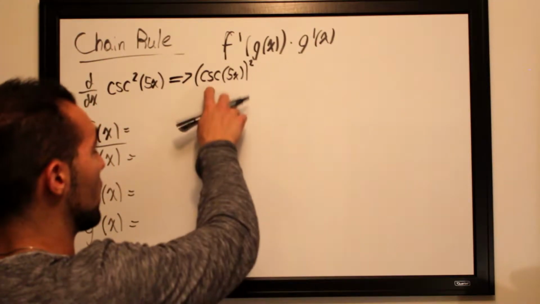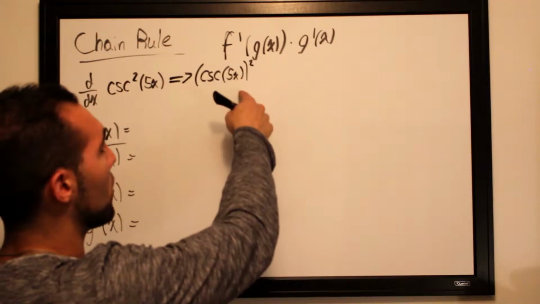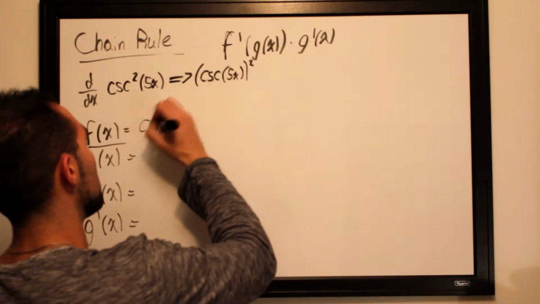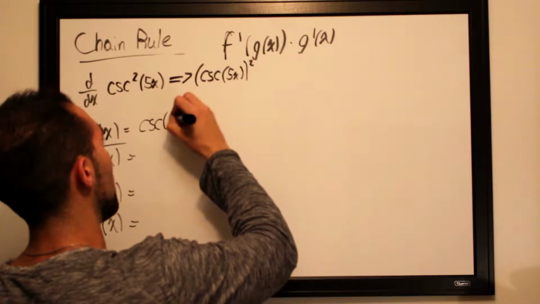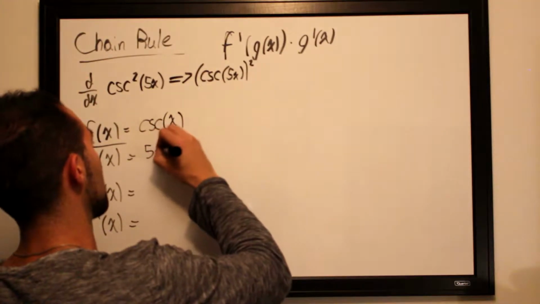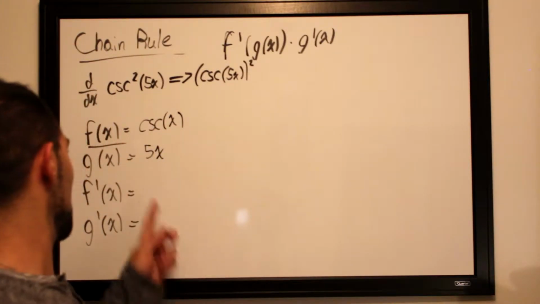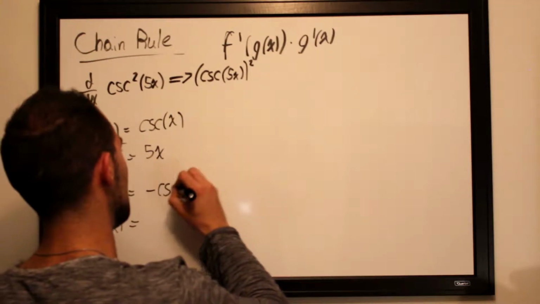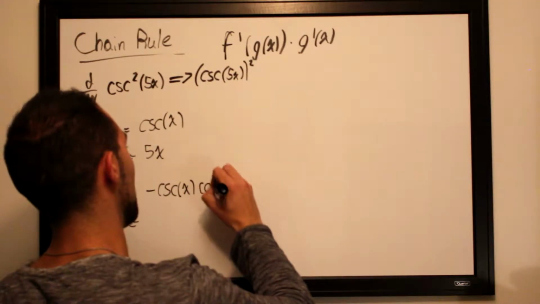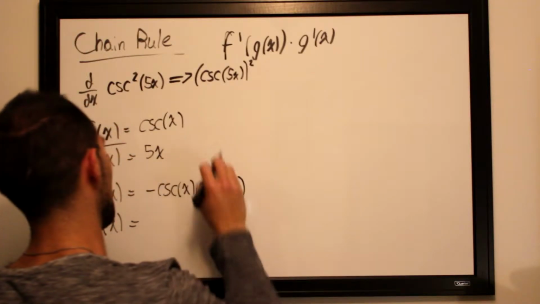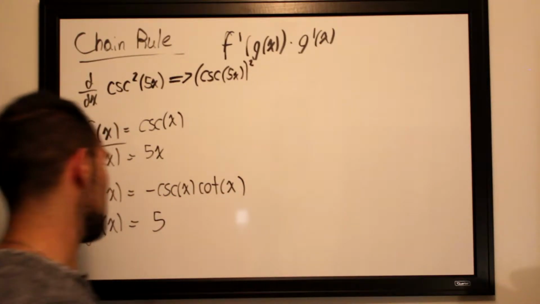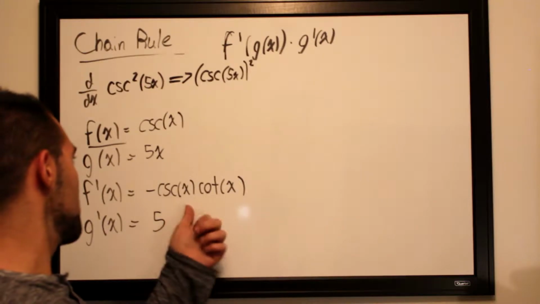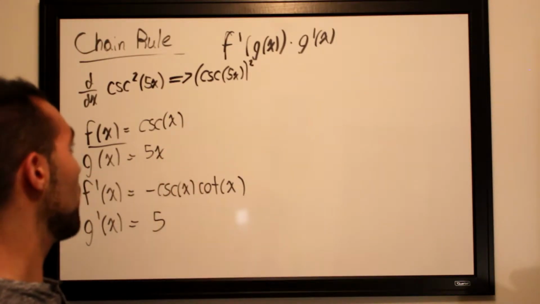So our outer function will be cosecant of x, and our inner function will be 5x. So cosecant of x, and 5x will be our inner function. And then we've got f prime of x, which is the derivative of cosecant of x, which is negative cosecant of x cotangent of x, multiplied by the derivative of 5x, which is just 5. So wherever it is that we see x in our f prime, we substitute in 5x.